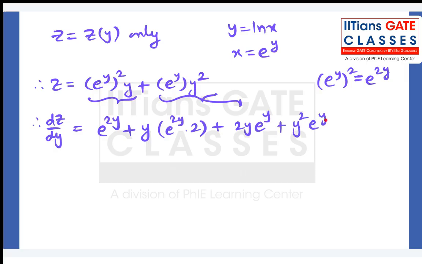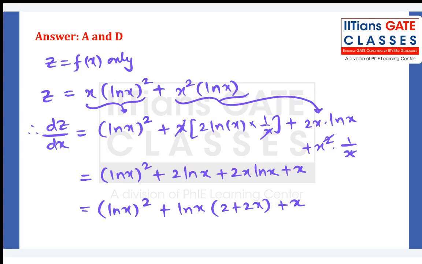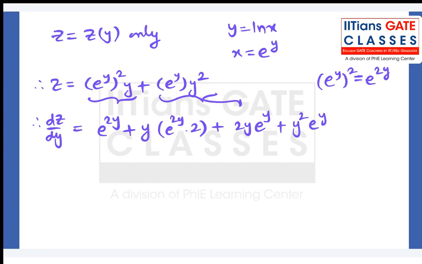Now let's look at the options and see how you figure it out. They are taking e power y common from all the terms. So let's do that. If you take e power y common from all the terms, there will be one e power y here, then 2y e power y will be there, plus 2y plus y square. Now let's see if any option matches with this.